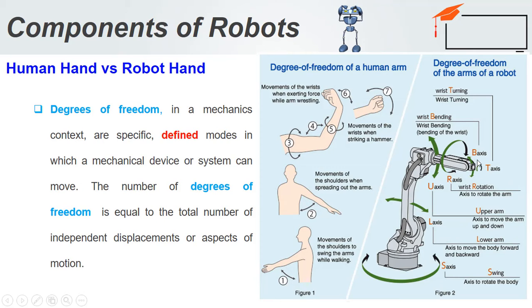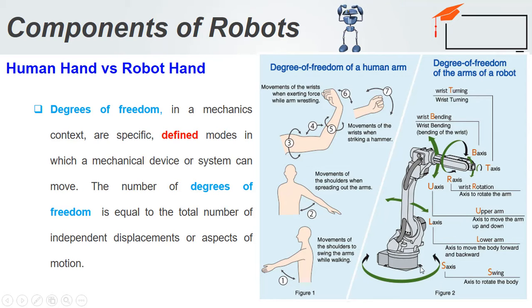And then the B axis, the fifth axis, is called the wrist bending motion, the bending of the wrist, up and down motion. And the sixth axis is called the T axis, wrist turning, which is a rotary motion. So each joint has an independent motion.